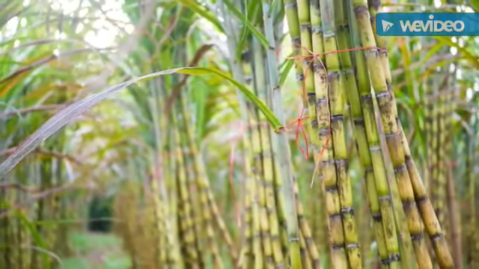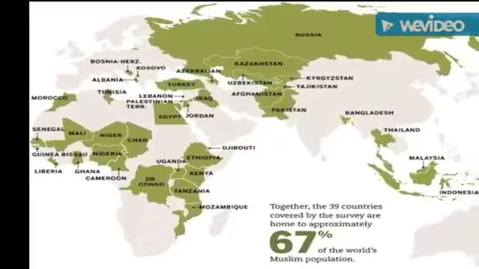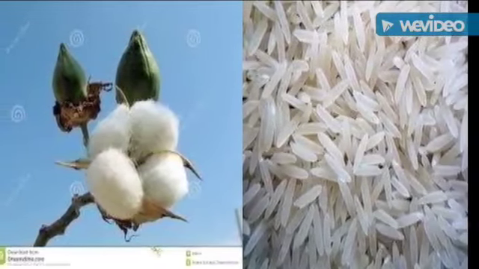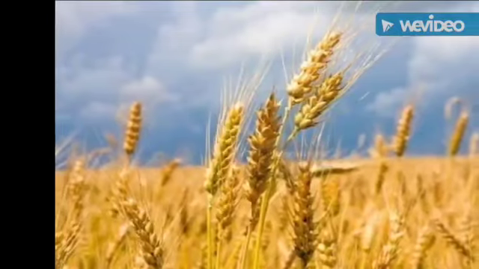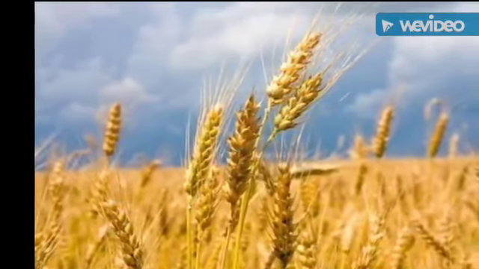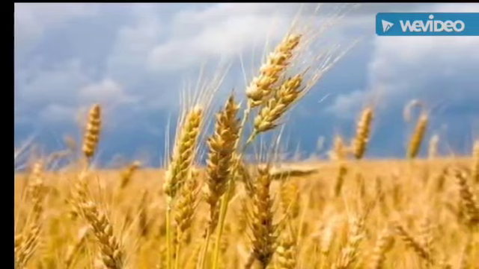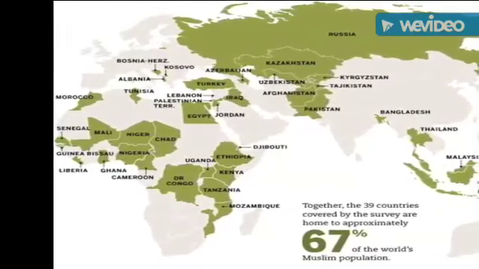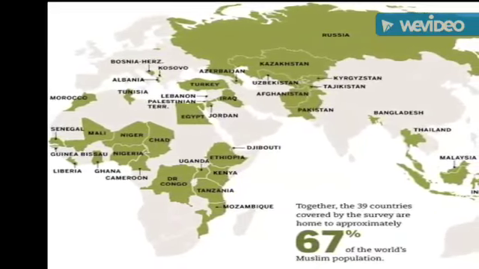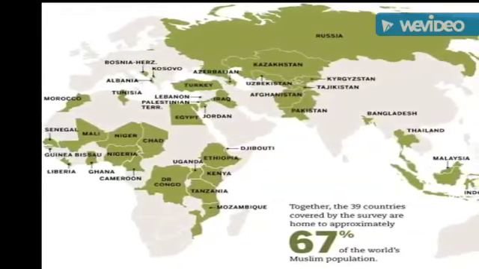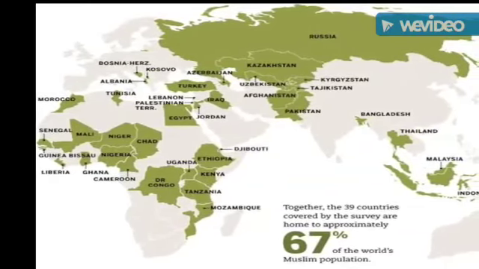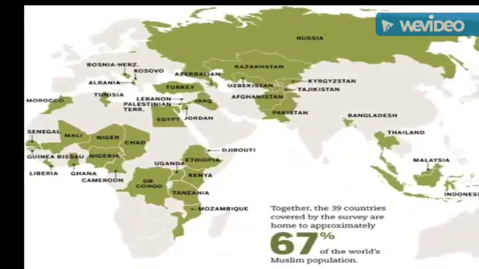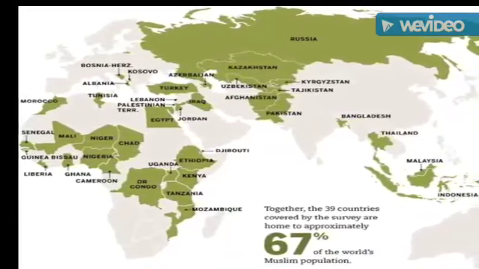Okay, so now which of these products are exported to other countries? Pakistan exports cotton, rice and wheat. Agriculture is the main occupation, means profession, of the majority of people living in the Muslim world. And these countries produce a variety of agricultural products for their own use and also for export. And it is also the backbone of the economy of the Muslim world.